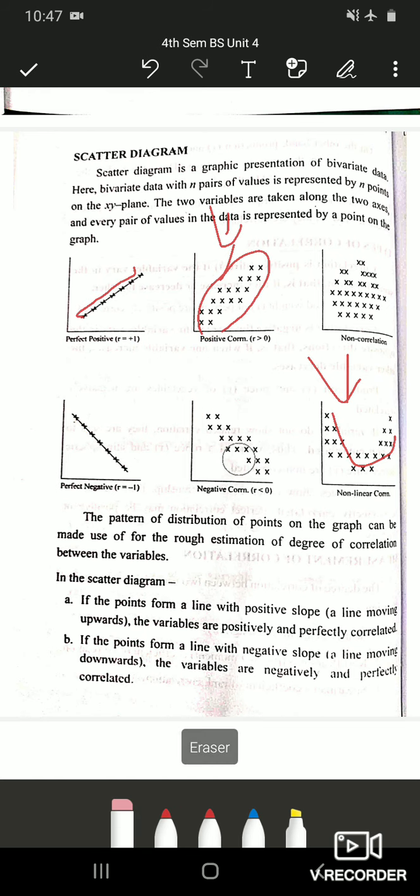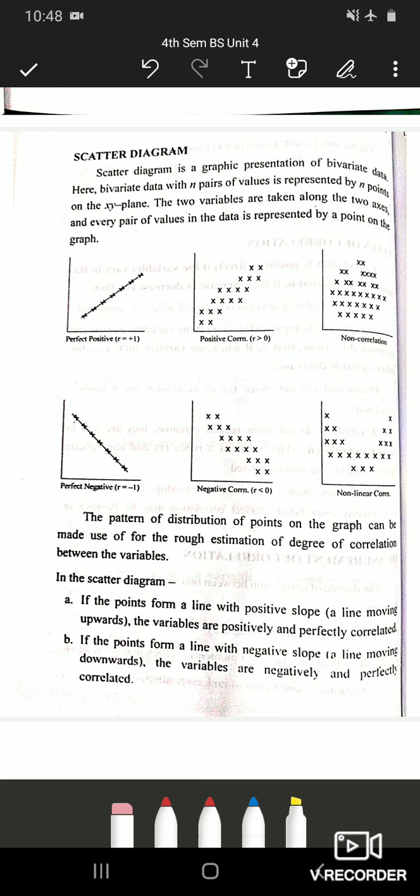So if a scatter diagram is asked for 5 marks, you have to plot all these graphs and explain the points in your own words. And you have to write first what the scatter diagram is: it is a graphical presentation of bivariate data, and it is a rough estimation of the degree of correlation between the variables. Then you have to write the points and draw the respective graph roughly.